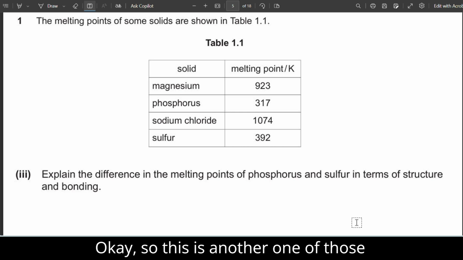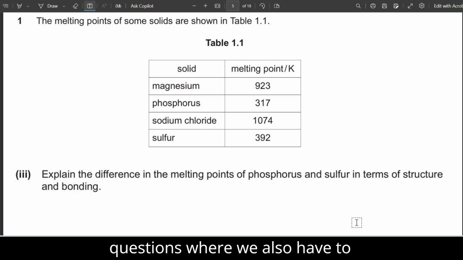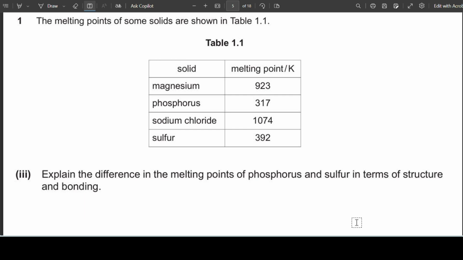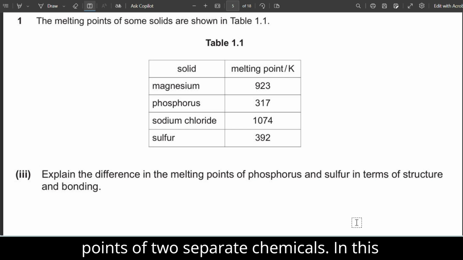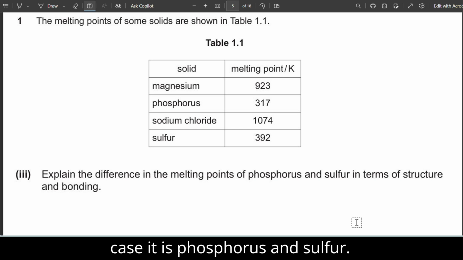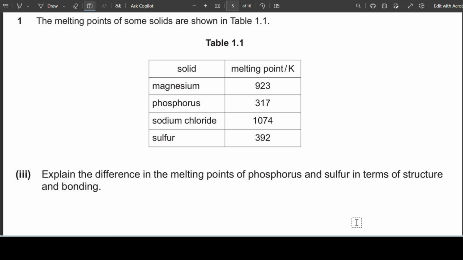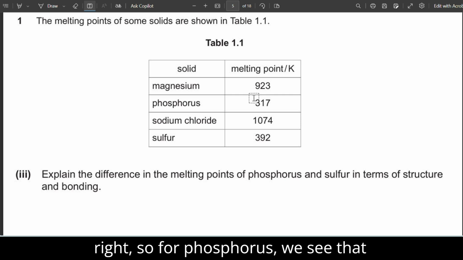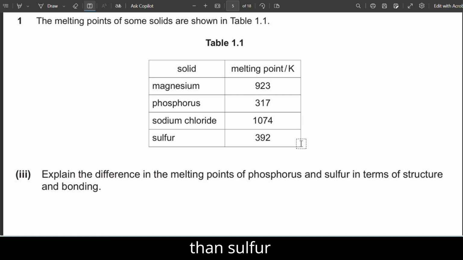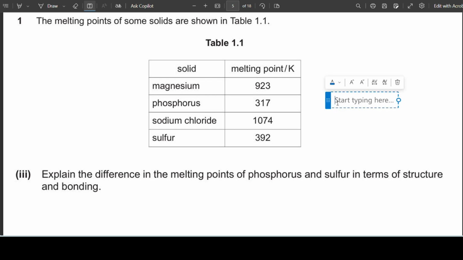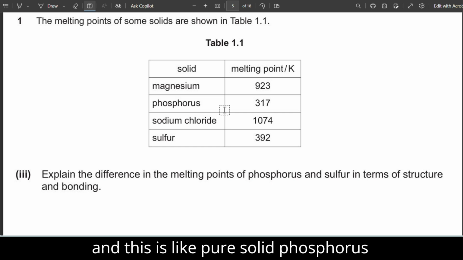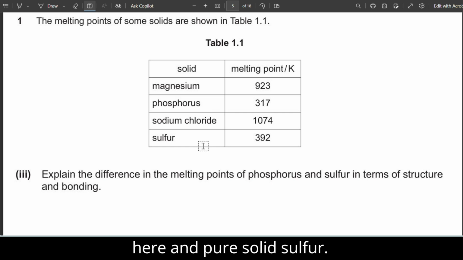Okay, so this is another one of those questions where we also have to compare the melting points or boiling points of two separate chemicals. In this case, it is phosphorus and sulfur. Okay, so for phosphorus, we see that its melting point is obviously lower than sulfur, and this is pure solid phosphorus here and pure solid sulfur.